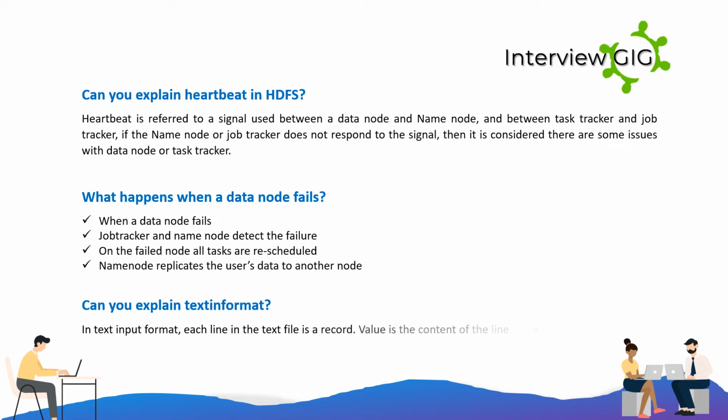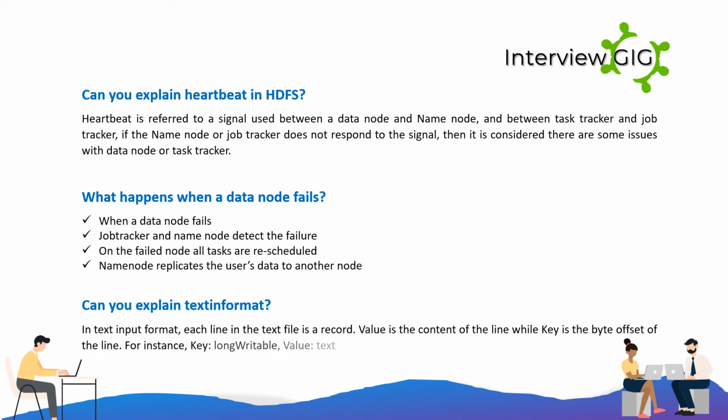Can you explain text input format? In text input format, each line in the text file is a record. Value is the content of the line while key is the byte offset of the line. For instance, key, long writable, value, text.